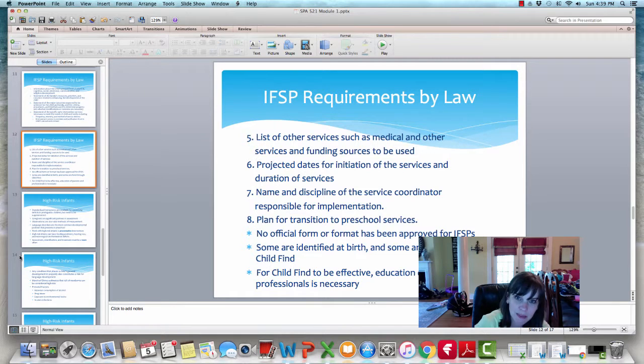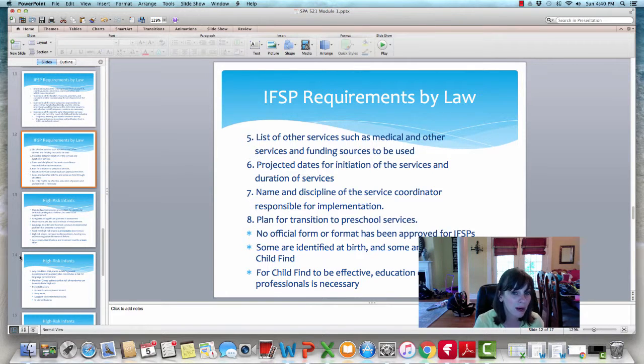Number seven, name and discipline of the service coordinator responsible for implementation. So every IFSP has to have a service coordinator. It may or may not be the SLP, depending on the type of EI structure that you have. And then finally, a plan for transition to preschool services. Even that's part of the requirement, especially when they're 2 years old and they're going to be transitioning to the school plan, you have to have the plan for transition of the services for the school to pick up that child to continue that service so you don't have a drop in services.